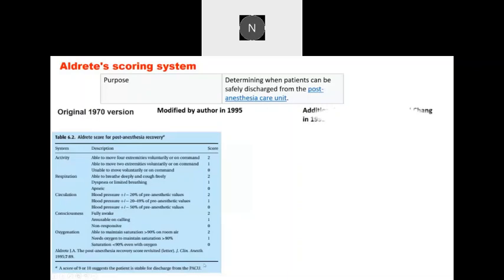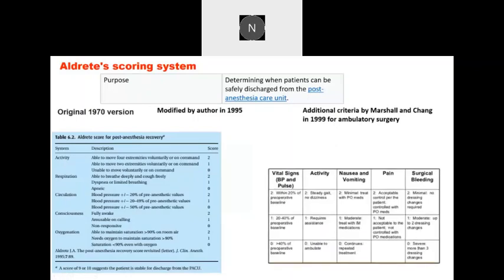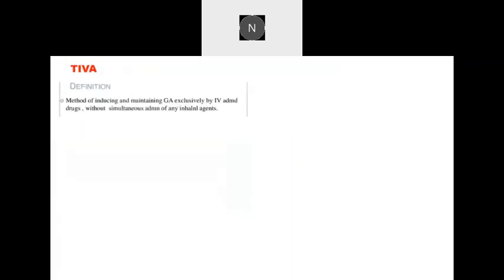But later on, in 1998, others included this for ambulatory criteria and included these three things. That is vital signs, activity, nausea, vomiting, pain, and surgical bleeding. Not the weakness, as I said earlier, it's surgical bleeding. So, no nausea, vomiting, no pain, no surgical bleeding, all get 2 marks. If there is moderate nausea, vomiting requiring IM medication, 1 mark; continues to vomit and requires treatment, 0 marks. Like that, pain also is given scoring. So based on these added three things, you can send the patient home itself.